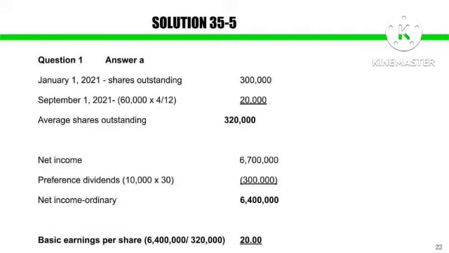Then, the entity had a net income amounting to 6.7 million. Ilalas natin yung preference dividend na 300,000. Naka-state naman yan sa problem. Net income allocated to ordinary share is 6.4 million. 6.4 million divided by 320,000 average shares outstanding is equal to 20 pesos basic earnings per share.